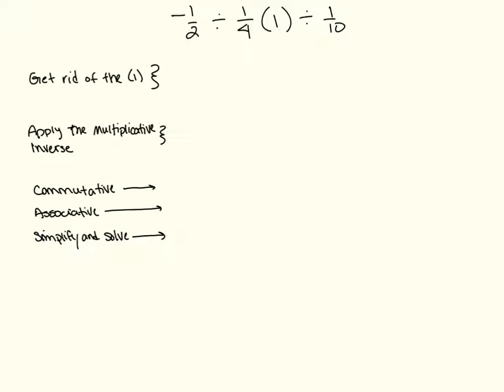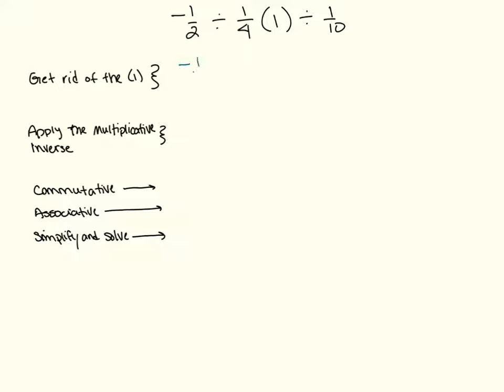Okay, on the inside, on the left-hand side of your sheet, we have the applying part of it, where you have negative 1/2 divided by 1/4 times 1 divided by 1/10. So the first thing we're going to do is apply the identity property, and we're going to rewrite the problem, but we're not going to include the multiplication of that 1. Okay, so we're going to rewrite it without that.